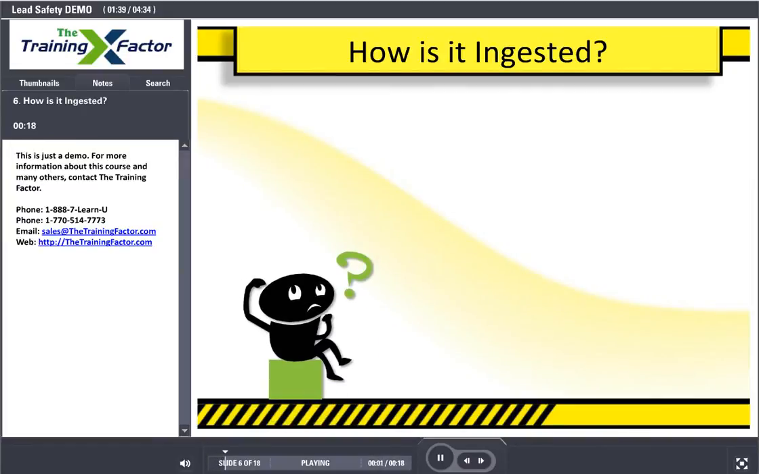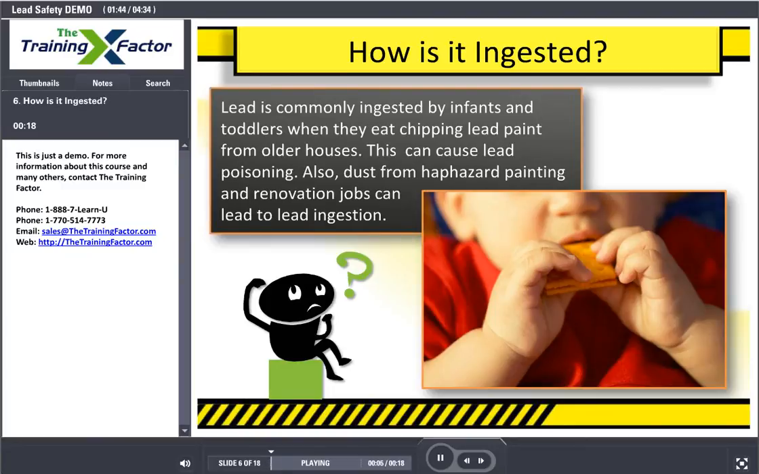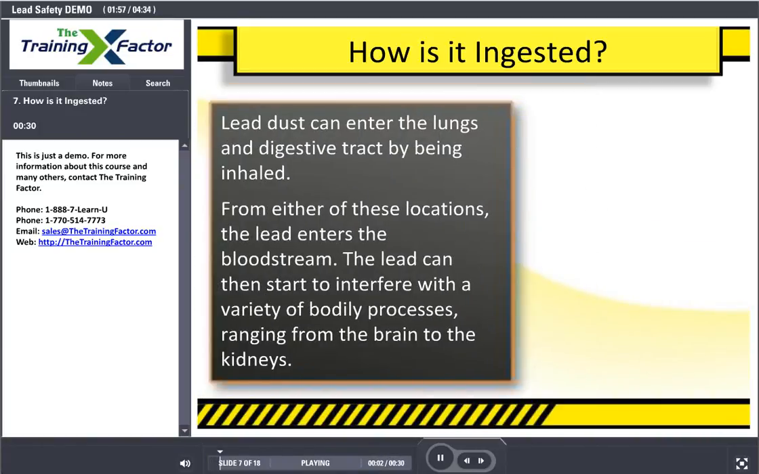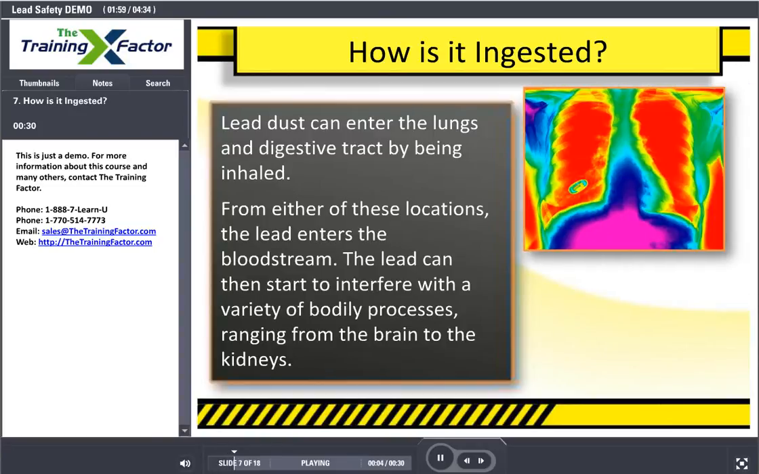So how does lead get inside someone's body? Lead is commonly ingested by infants and toddlers when they eat chipping lead paint from older houses. This can cause lead poisoning. Also, dust from haphazard painting and renovation jobs can lead to lead ingestion. Lead dust can enter the lungs and digestive tract by being inhaled.